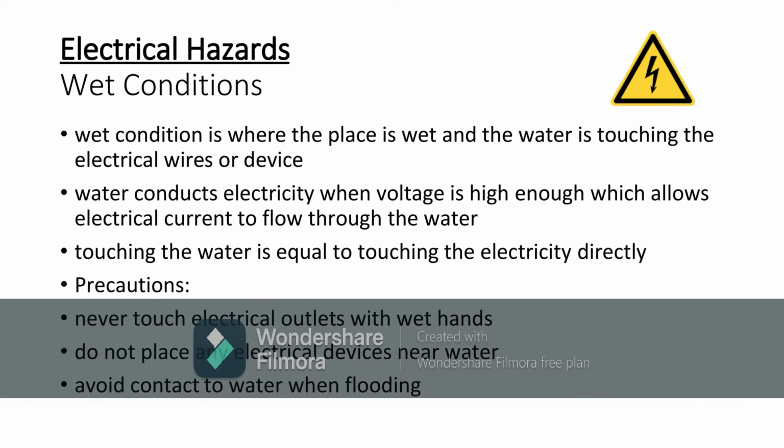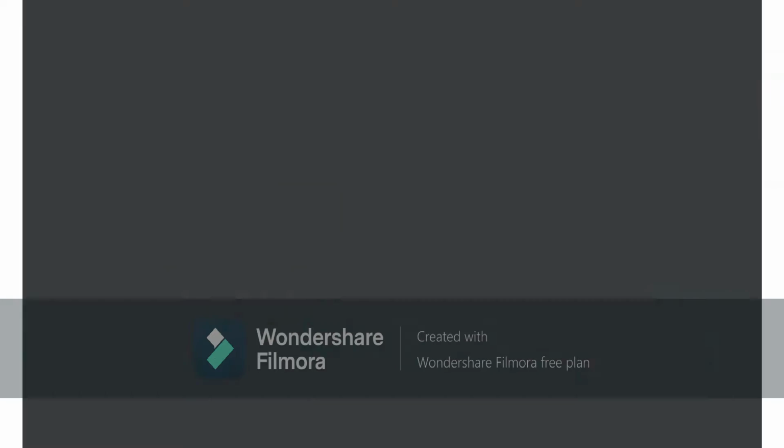The last type of hazard is wet condition. Wet condition is where the place is wet and water is touching the wires or device. Water conducts electricity when the voltage is high enough, which allows electrical current to flow through the water. Touching the water is equal to touching the electricity directly.